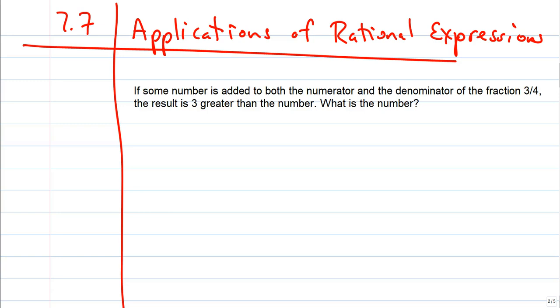So for section 7.7, we're just going to do some applications of the rational expressions. A couple of word questions, but mostly I want to focus on the work questions and mixture questions.